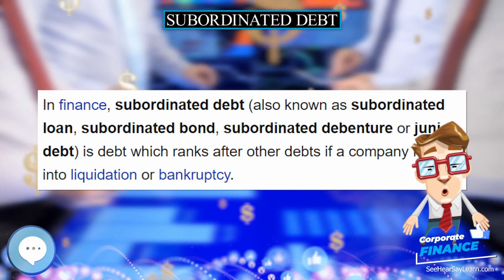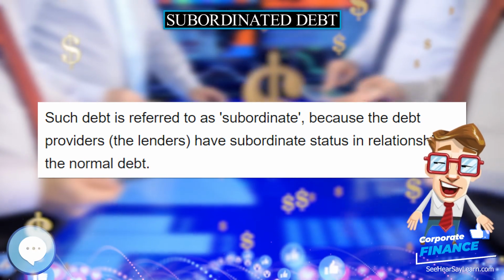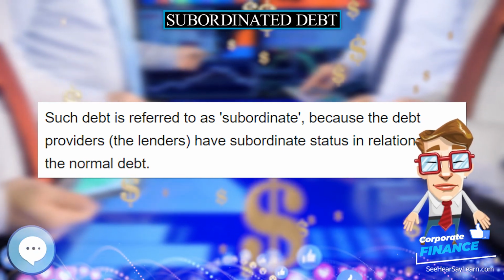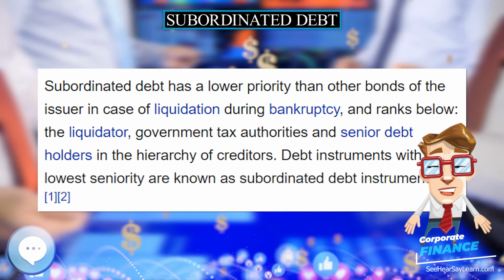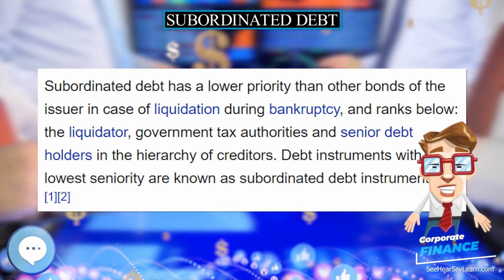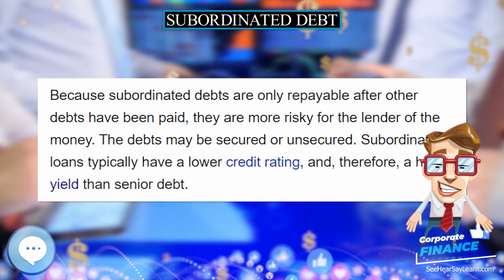bonds. Also, subordinated debt may be combined with preferred stock to create so-called monthly income preferred stock, a hybrid security paying dividends for the lender and funded as interest expense by the issuer.